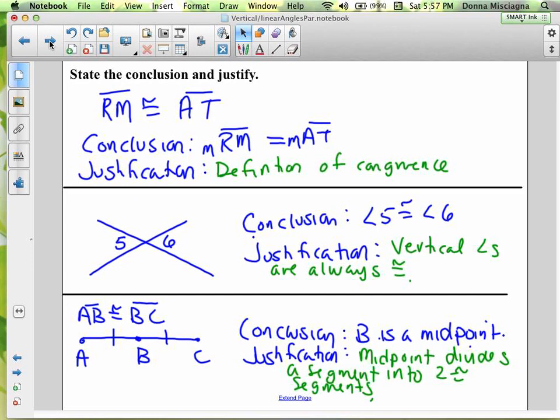So many of our definitions are going to work both ways, right? If-then, that's why we can use them, because they work both ways, all right? If AB is congruent to BC, B has to be a midpoint. It's dividing the segment in half. And if B divides the segment in half, it has to be a midpoint. And therefore, AB has to be congruent to BC. So many of our theorems and definitions are going to work both ways.